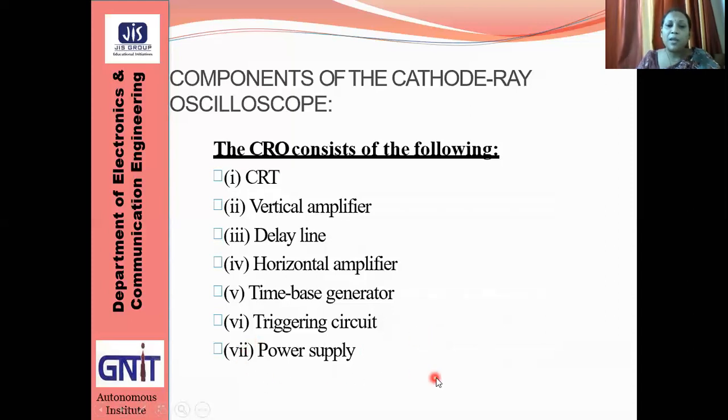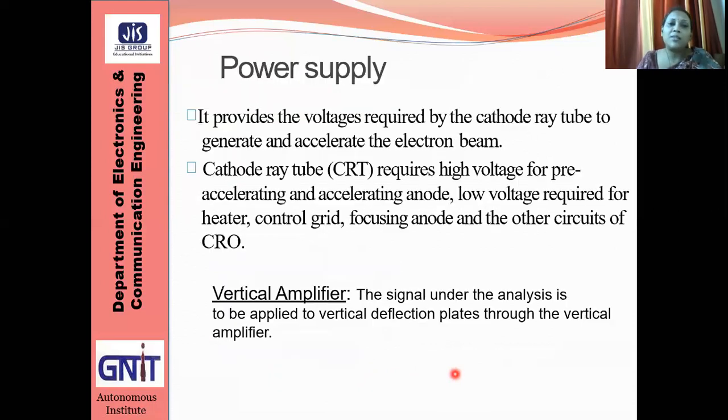So next is the power supply. Power supply is the heart and soul of any circuit. It is needed to give power to the circuit. So moving to the next slide, what is the function of the power supply? It provides the voltage required by the cathode ray tube to generate and accelerate the electron beam. So the cathode ray tube requires high voltage for the pre-accelerating and accelerating anode. Low voltage is required for the heater, control grid, focusing anode, and other circuits of the CRO. But high voltage is required for the cathode ray tube.